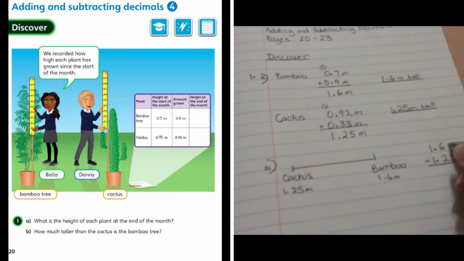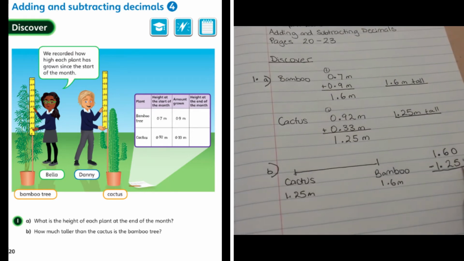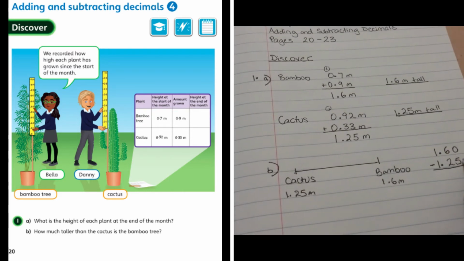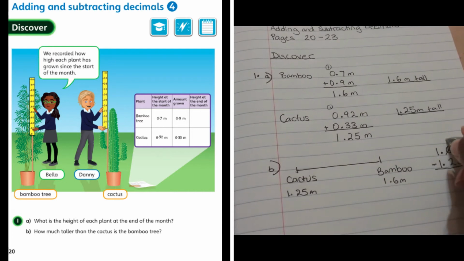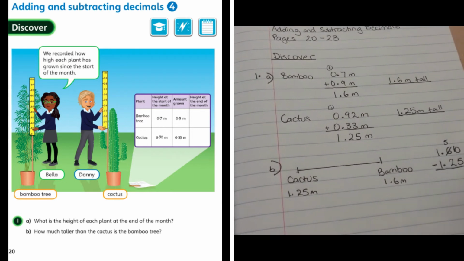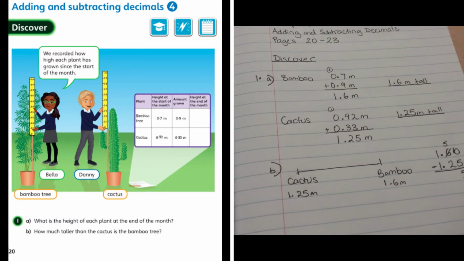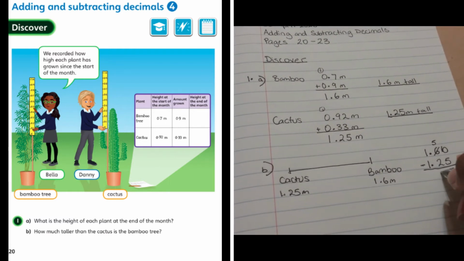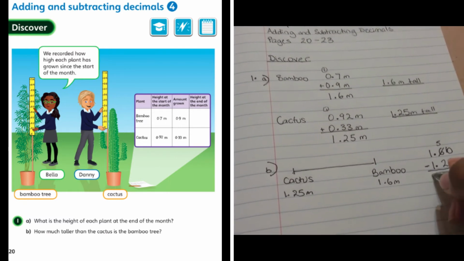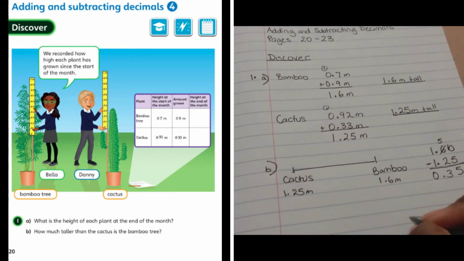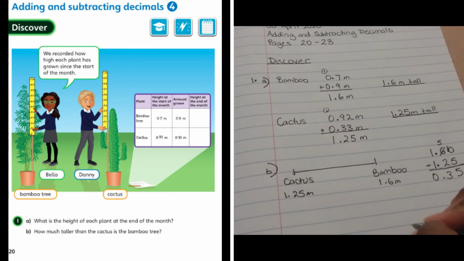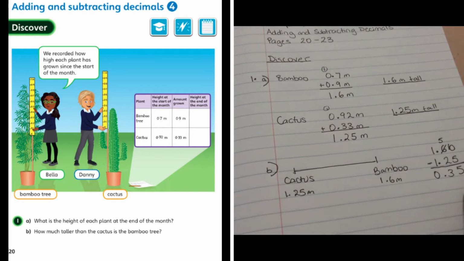All right, I'm going to put my placeholder here so I don't get confused. 0 take away 5 I can't do, so I come next door and steal. 6 turns to a 5, 0 becomes a 10. 10 take away 5 is 5. 5 take away 2 is 3. 1 take away 1 is 0. So the difference in height is 0.35 meters.